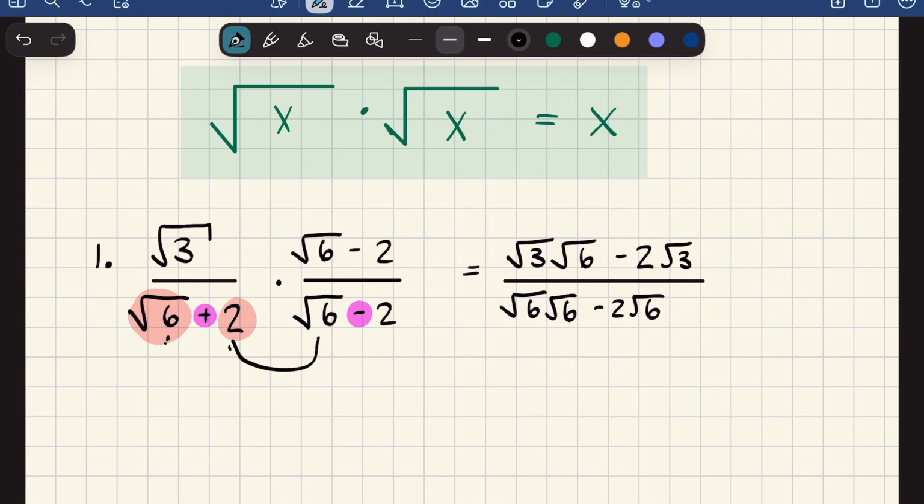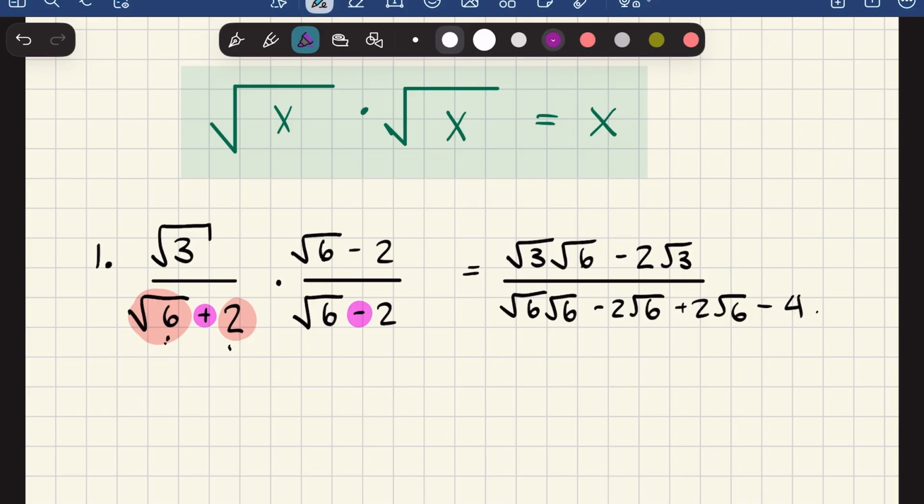Next, we move on to the 2. We do 2 times square root 6. We obtain plus 2 square root 6. And lastly, we do positive 2 times negative 2. And with that, we obtain negative 4.